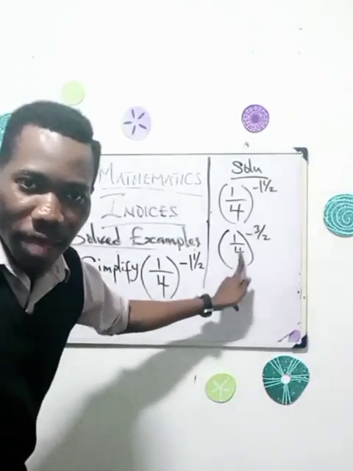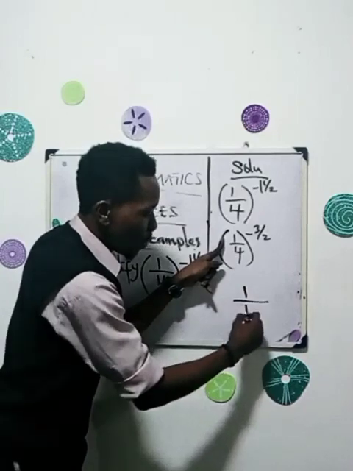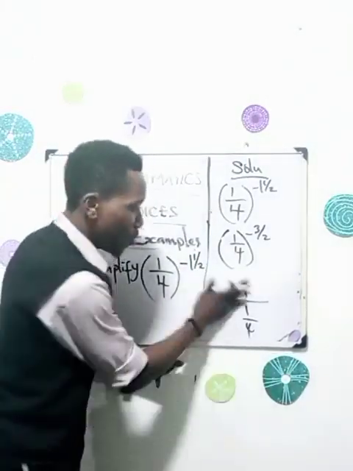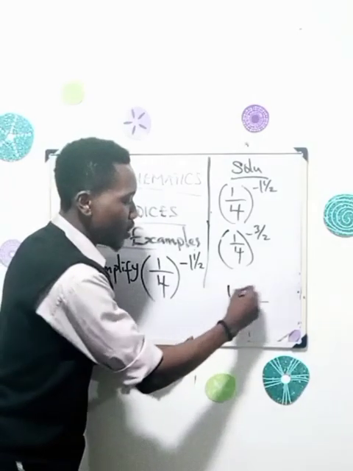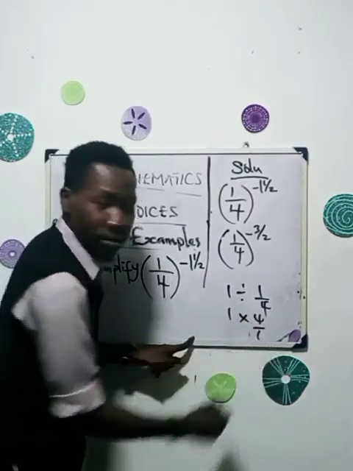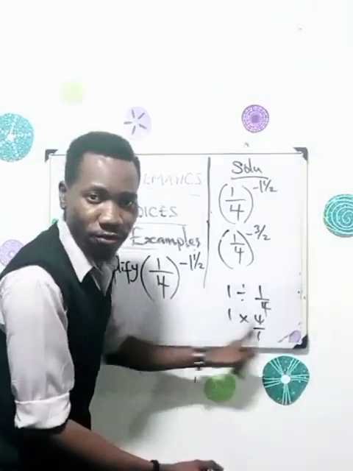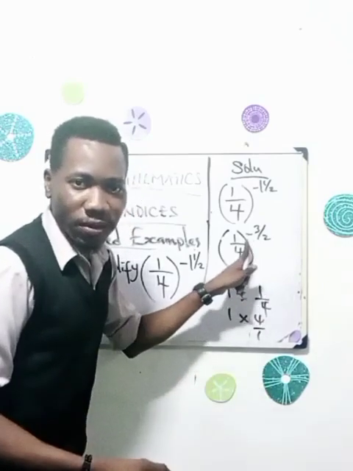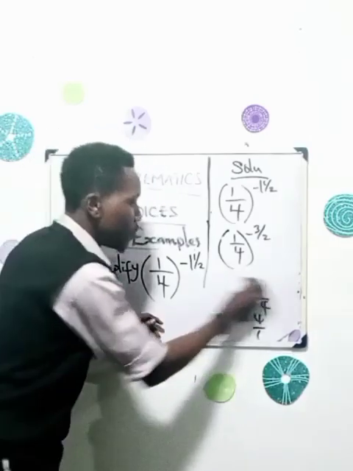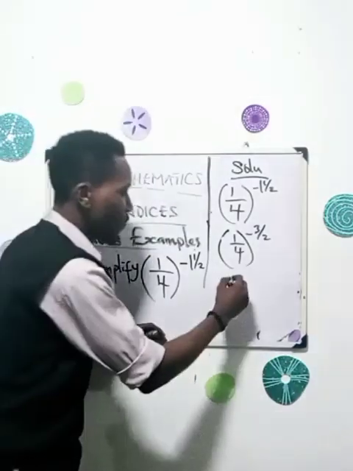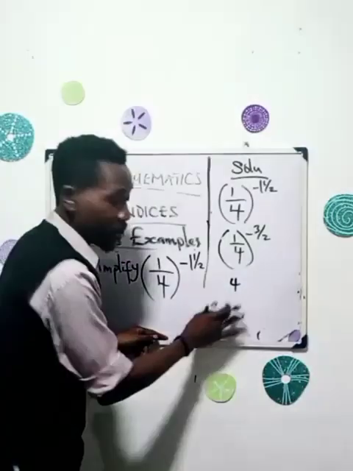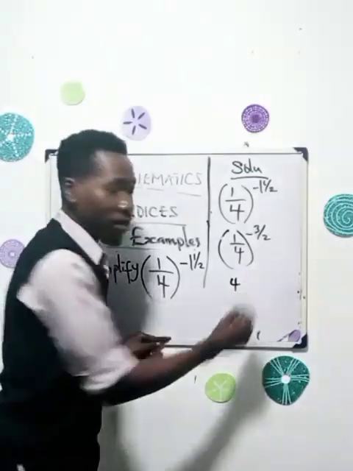That's 1 over. And because you have a fraction, 1 over 1 over 4 will be 1 divided by 1 over 4. So you understand where the inverse came from. 1 divided by 1 over 4 will be 1 times 4 over 1, which gives us 4 over 1. So 1 over 4 raised to the negative power becomes 4 over 1, reciprocated. 4 over 1 is the same thing as 4. So 4 raised to the power of 3 over 2.